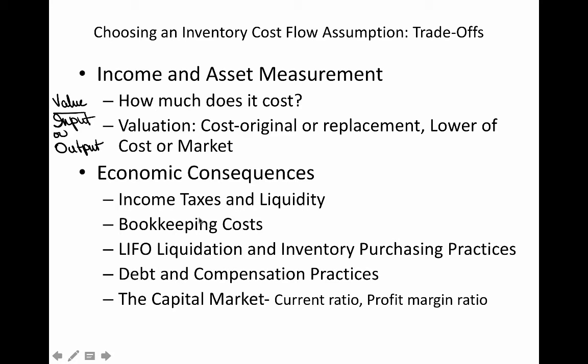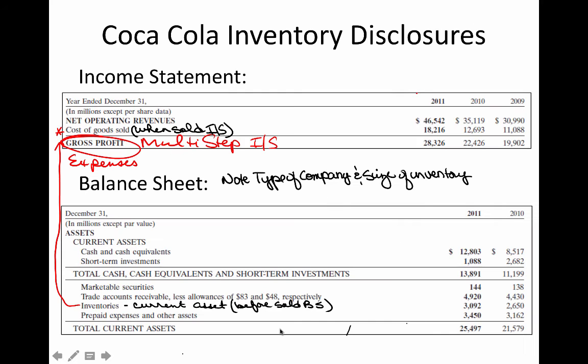Because of inventory, we're thinking about income tax ramifications, cash flow ramifications, how much it costs to actually maintain and keep inventory, and then some of the issues and the quirkiness that comes up because we have inventory, such as LIFO liquidation or how it impacts our ratio analysis.